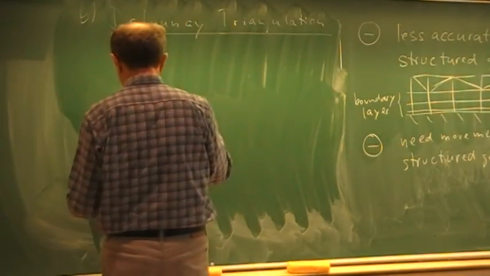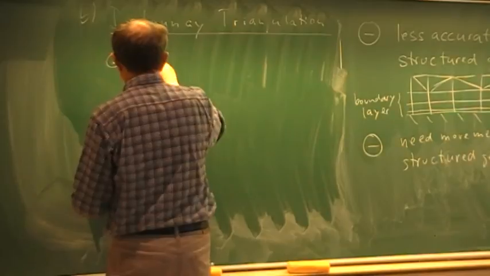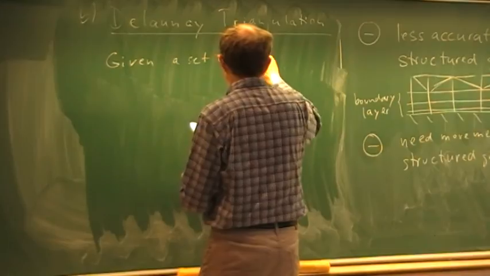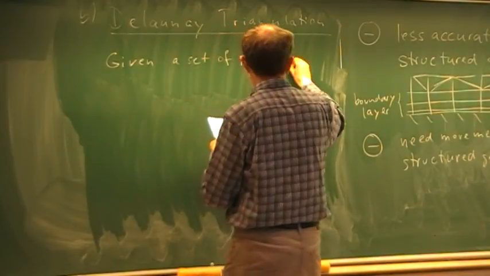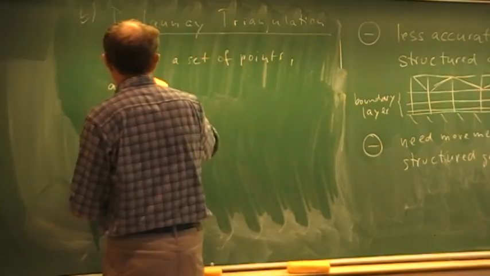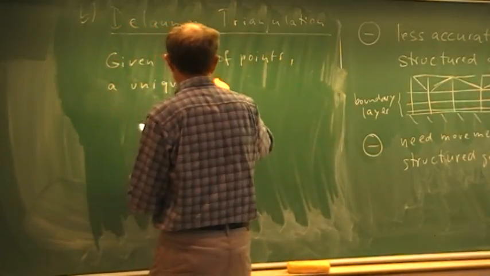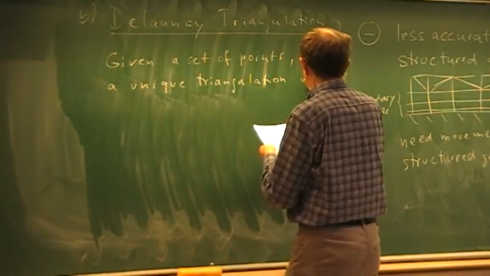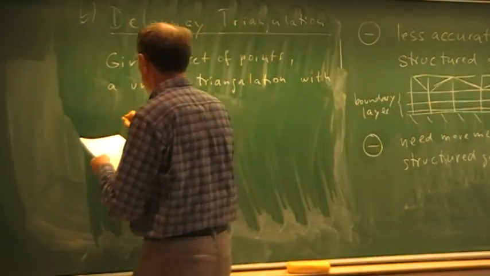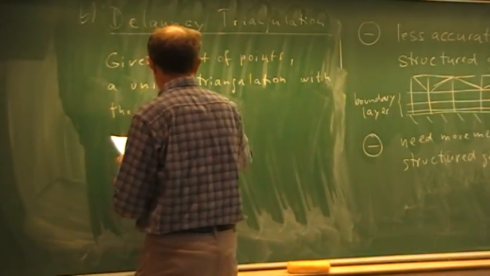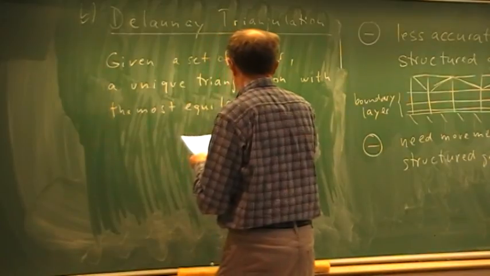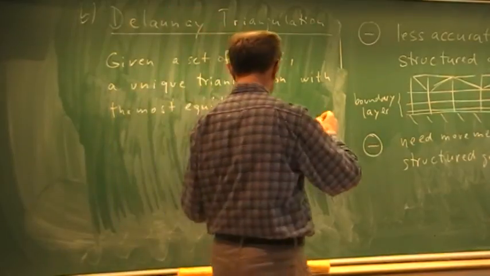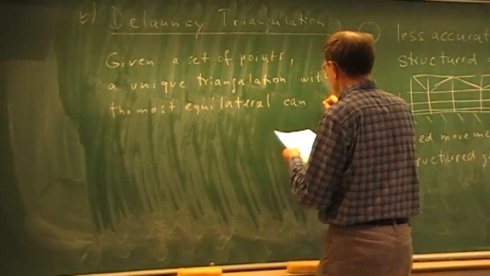So, given a set of points, which of course you have to choose, a unique triangulation with the most equilateral mesh, where the edges are most equidistant, can be determined.